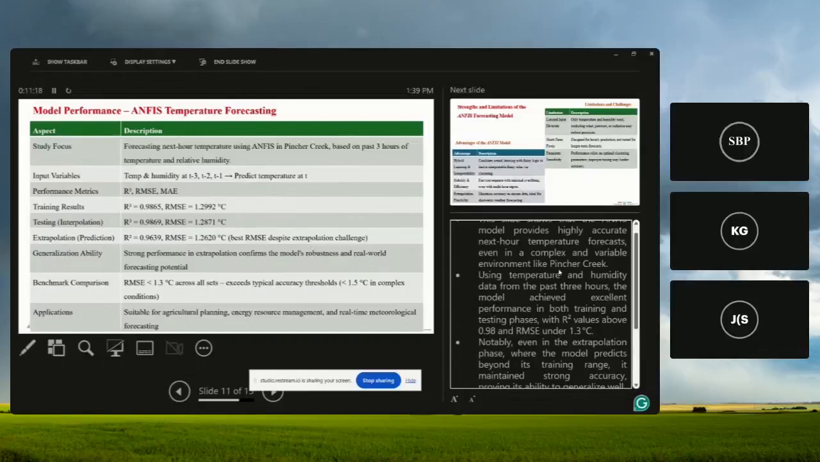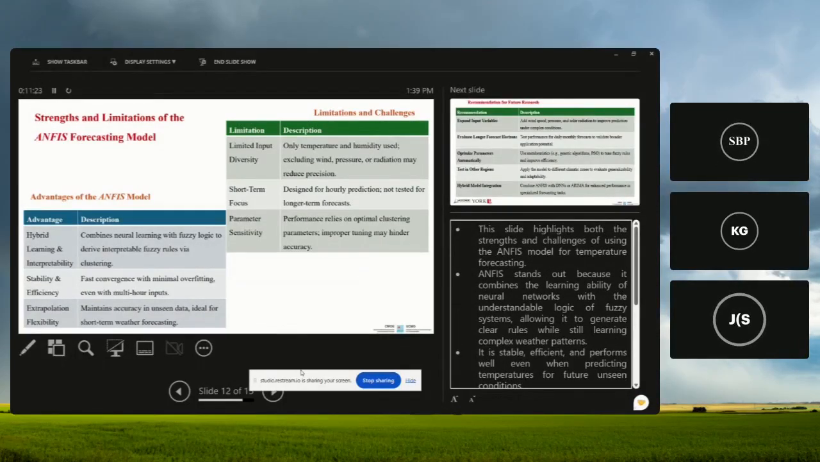Model performance. The strengths and limitations of the ANFIS forecasting model: you can see that we have the advantages of the ANFIS model and the limitations and challenges of the ANFIS model. The advantages of the ANFIS model are hybrid learning, interpretability, stability, efficiency, and extrapolation flexibility. The limitations and challenges of the ANFIS model are limited input diversity, short-term focus, and parameter sensitivity.